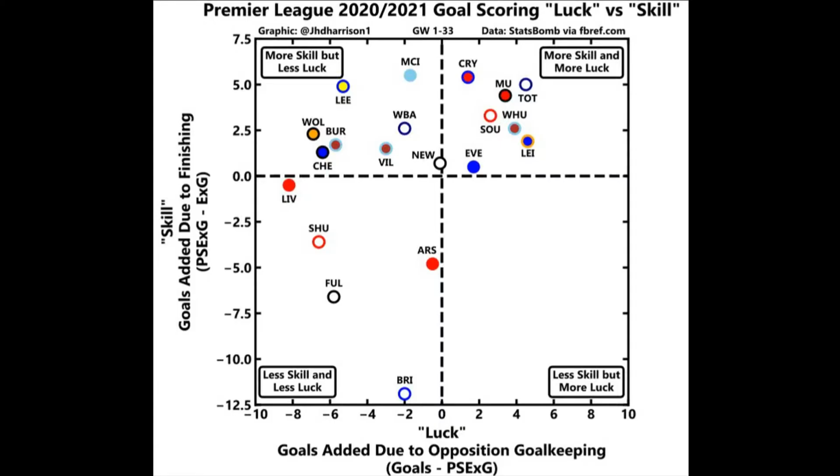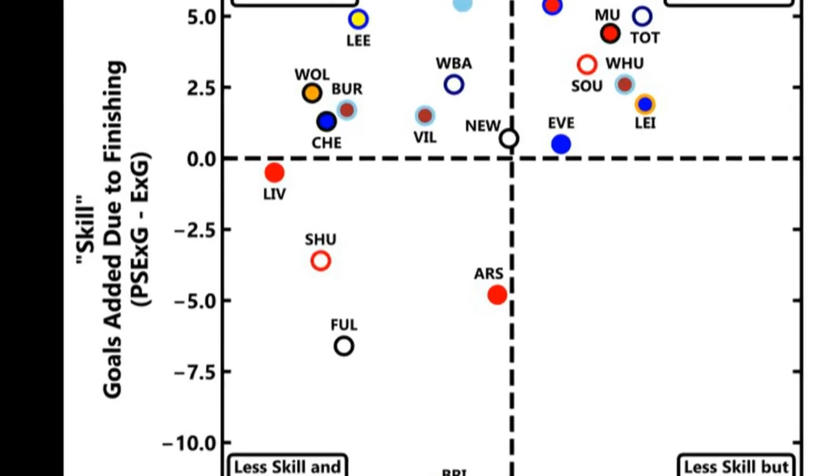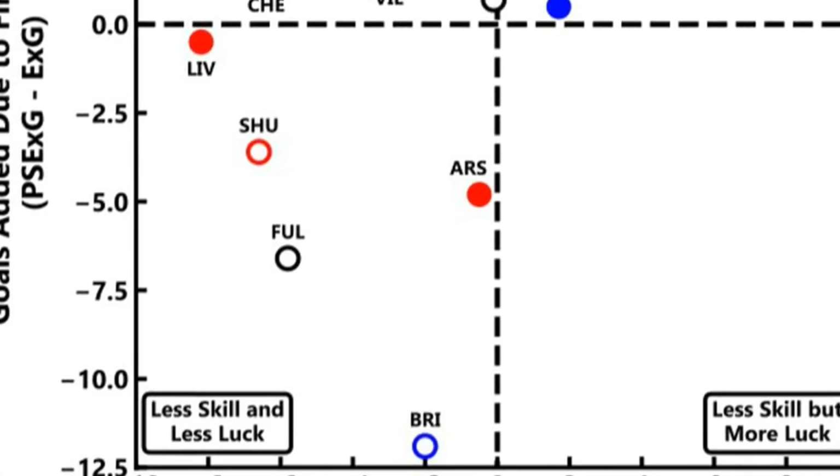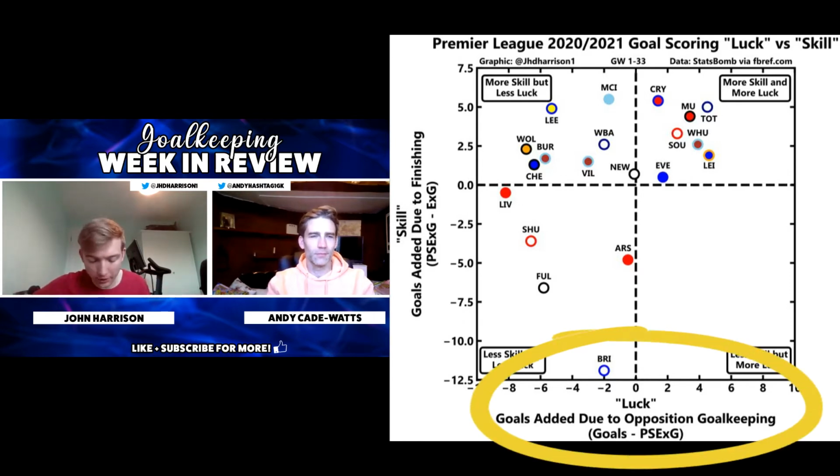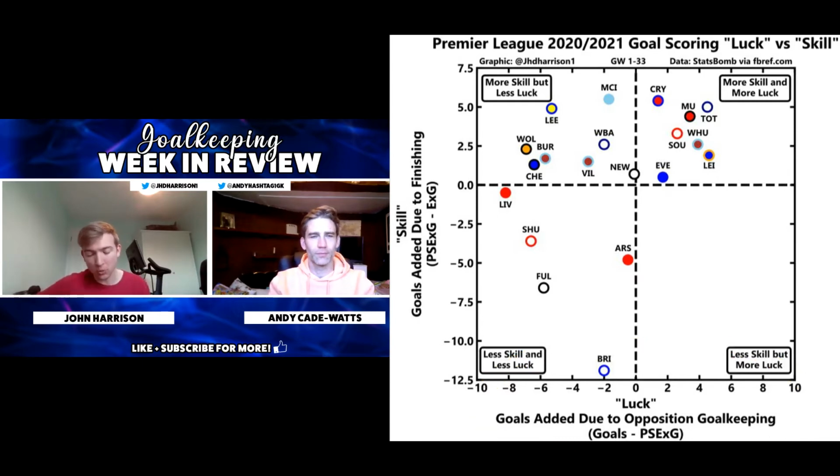So just getting the graph up that you put forward, we've got these 4 quadrants. We've got skill and we've got luck. Talk us through the graph. So basically, we've got what I call luck on the horizontal axis, so going across, and that's what I call goals added due to opposition goalkeeping.